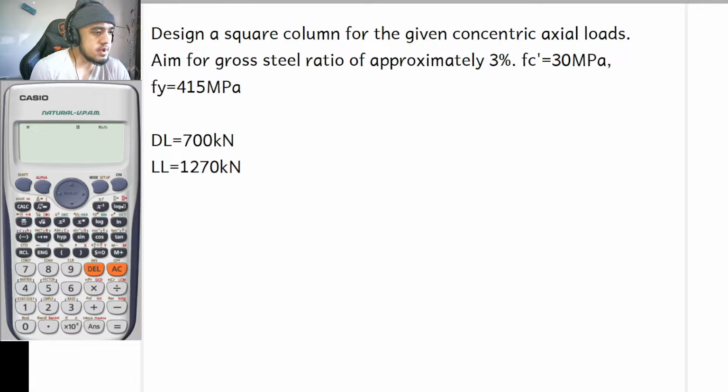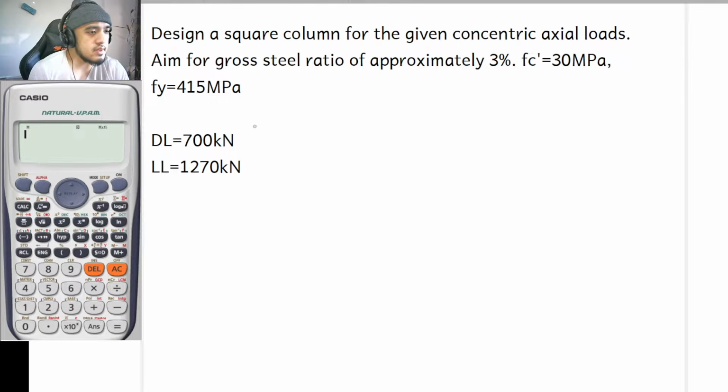And for today's meeting, we would be discussing this design problem. In this problem, we would be designing a square column for the given concentric axial loads, and we would be aiming for a gross steel ratio of approximately 3%. So what that means is that our goal is to have a rho g equal to 0.03. Our f'c is to be 30 megapascals, and for our fy, we would be using 415 megapascals.